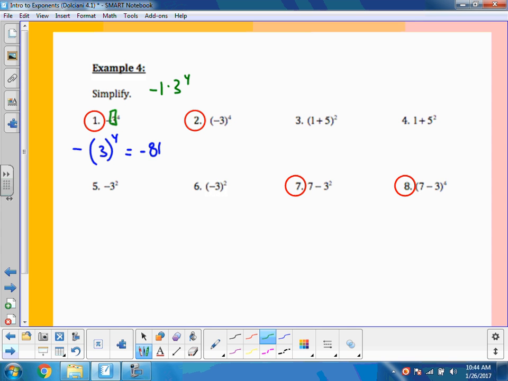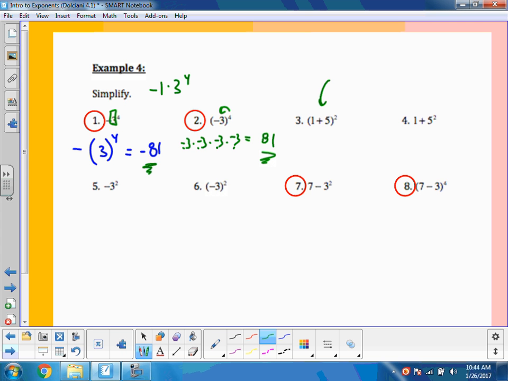But on number 2, this is saying a different thing. This is actually saying (-3) to the 4th power. So this is saying -3 times -3 times -3 times -3. And that actually ends up being 81, but a negative times a negative times a negative times a negative will be positive. So you can see how this is a negative answer and this is a positive answer. I'm still getting the 81, but they're on different sides of the number line. So keep track of your parentheses.